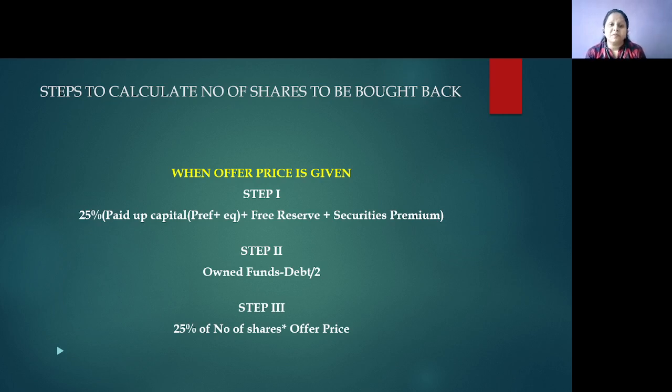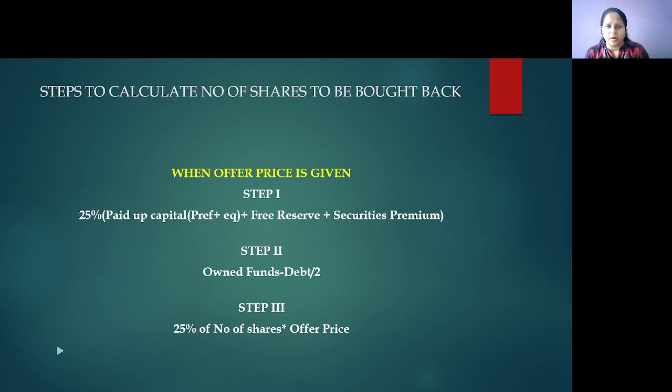Now what is step 3? Step 3 is 25% of the number of shares into offer price, because you have the offer price which you can use here. 25% of the number of shares. Suppose you have 1 lakh outstanding shares in the market. Here we are not talking about the amount, we are talking about the number of shares. So 25% of that comes to 25,000.